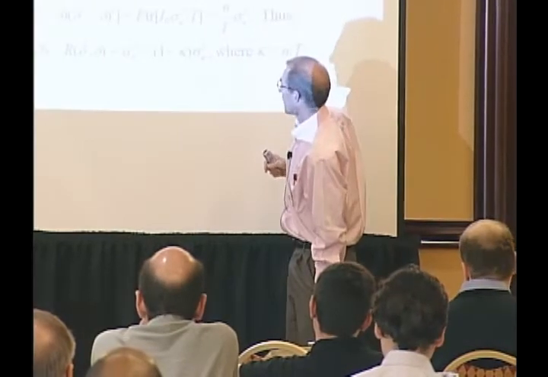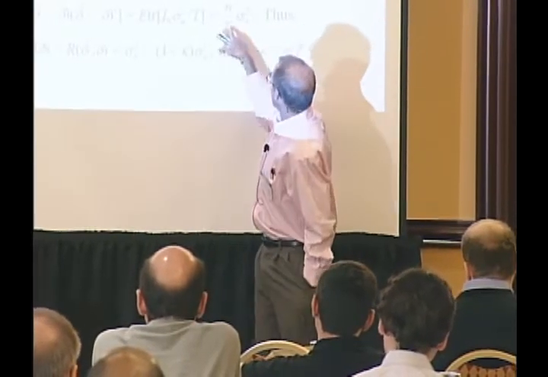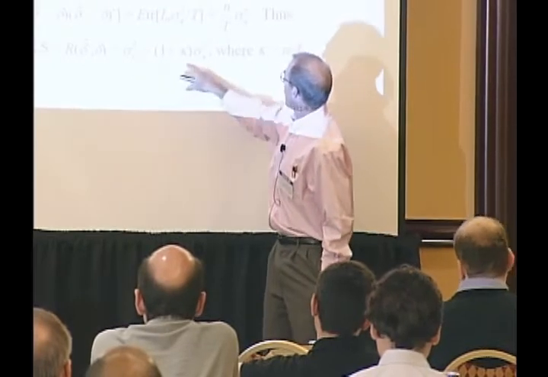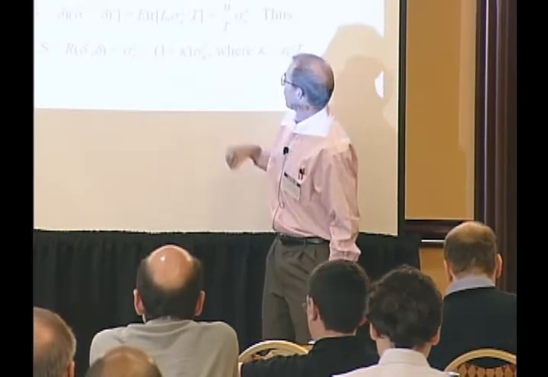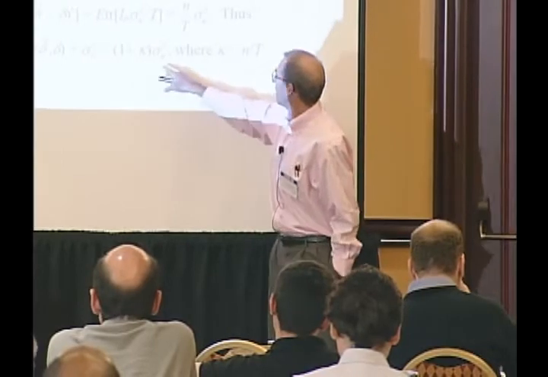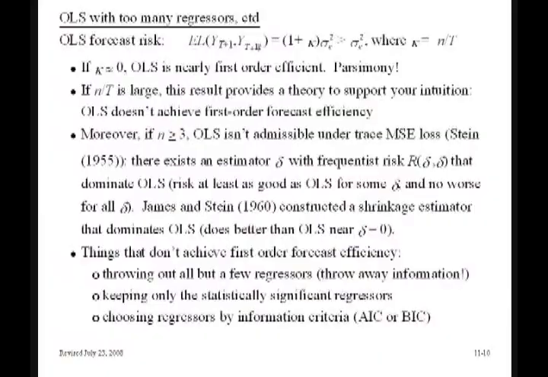So if I put that together, the forecast risk is n over t times sigma squared epsilon plus sigma squared epsilon, which gives me 1 plus this ratio, n over t, times sigma squared epsilon. Okay, so that's actually an instructive formula. What it says is that if you use a lot of variables, predictors, then in fact you're going to get a forecast that can be potentially quite a bit worse than this first-order efficient forecast. All right.